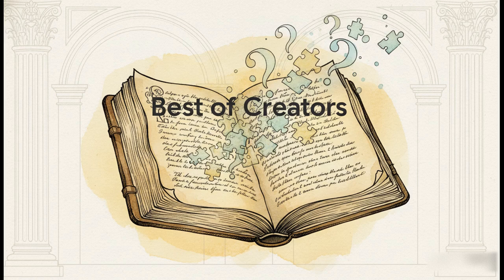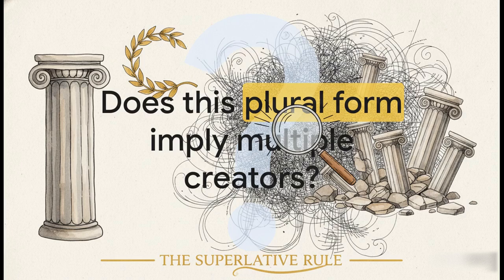All right, let's pivot from everyday grammar to a true micro to macro moment. The phrase, the best of creators. This is a phrase that has historically puzzled people. Commentators, philosophers, the whole shebang. It's found in classical texts, and on the surface, it seems to introduce a massive contradiction, especially in contexts that strictly argue for the existence of only one single creator. So how on earth do we reconcile the grammar of this phrase with that foundational belief? And that brings us to the core mystery of this explainer. Does this plural form actually imply multiple creators?